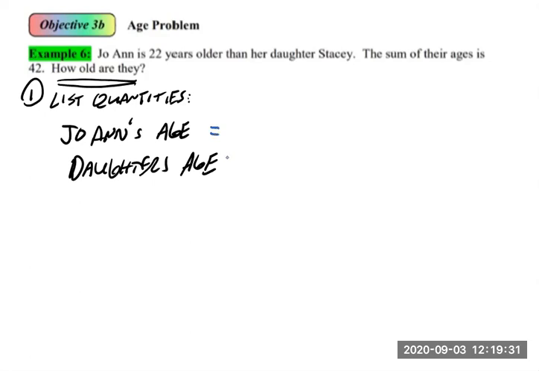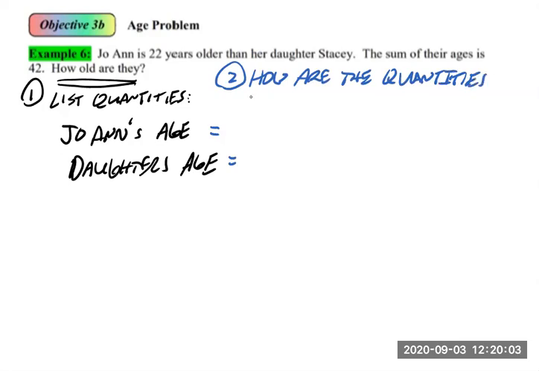And the second step, because I have these two quantities and they're asking for their age, I want to define my variables. So I ask myself, how are their quantities related to each other? How are these quantities related to each other? Whoops, I can't spell. Sorry.